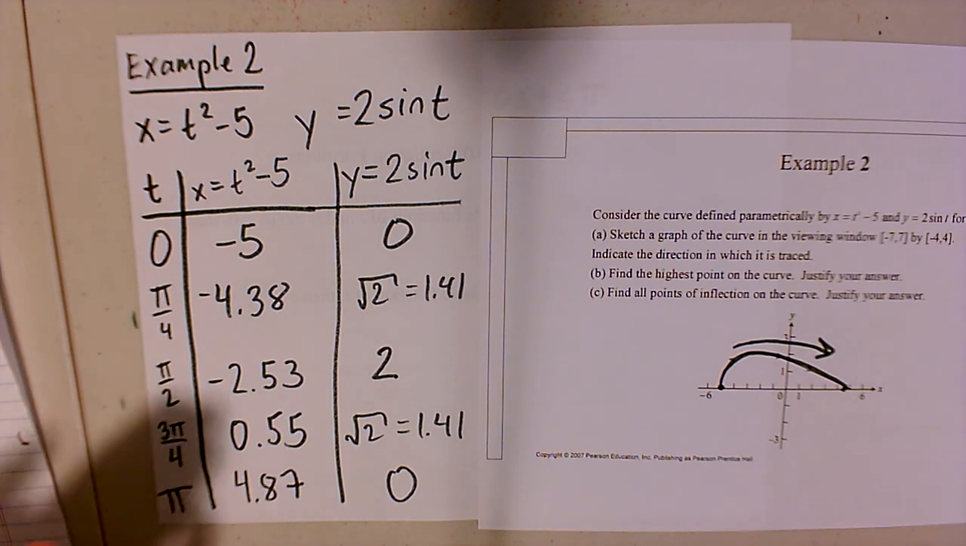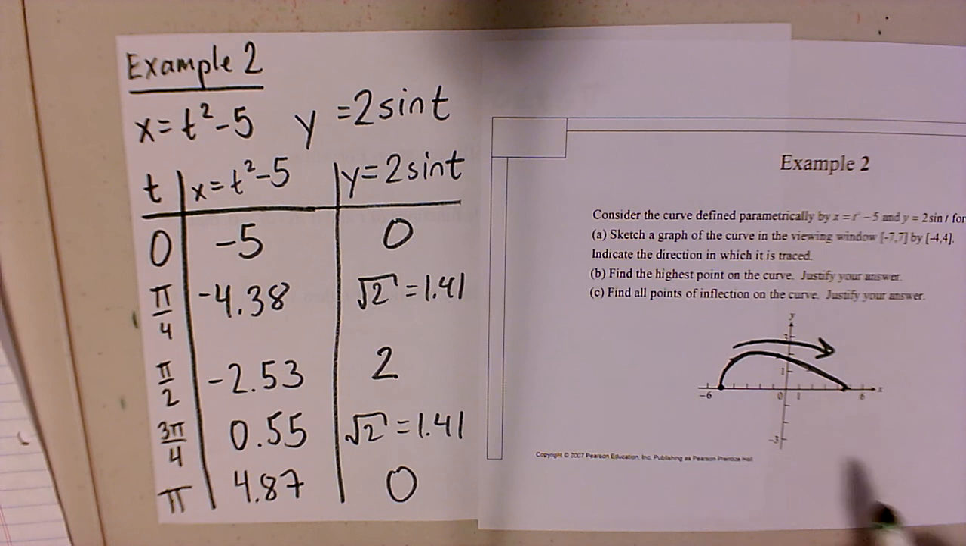So what you would have to do to finish part A off is just plot these points and sketch the graph, and then they want you to indicate the direction that it's traced, so you should throw that arrow in there to show that you're going that way.